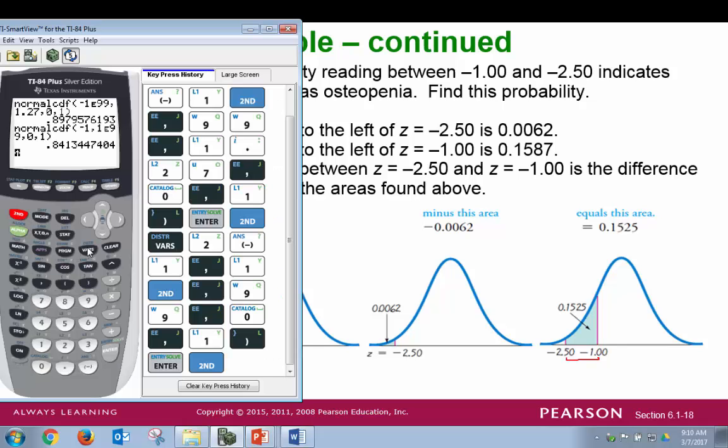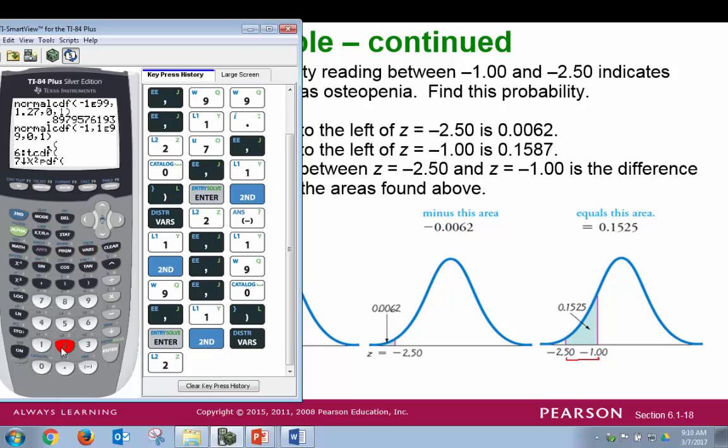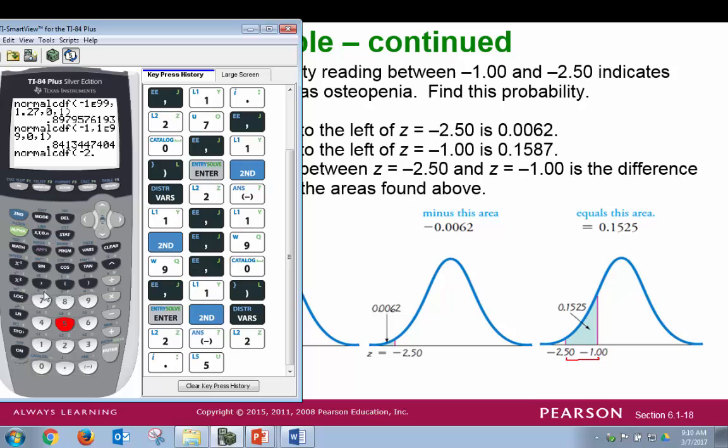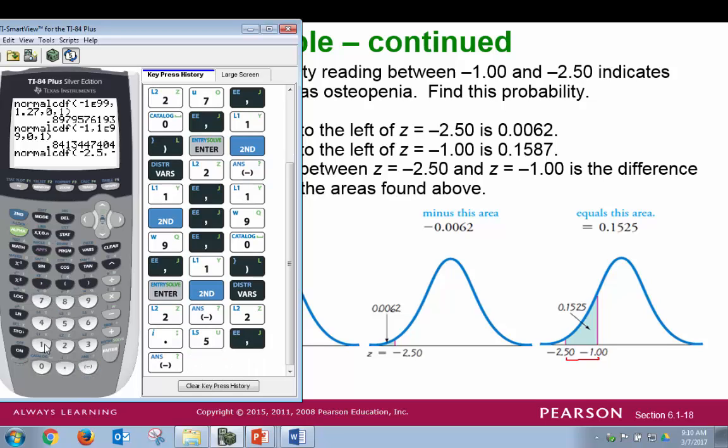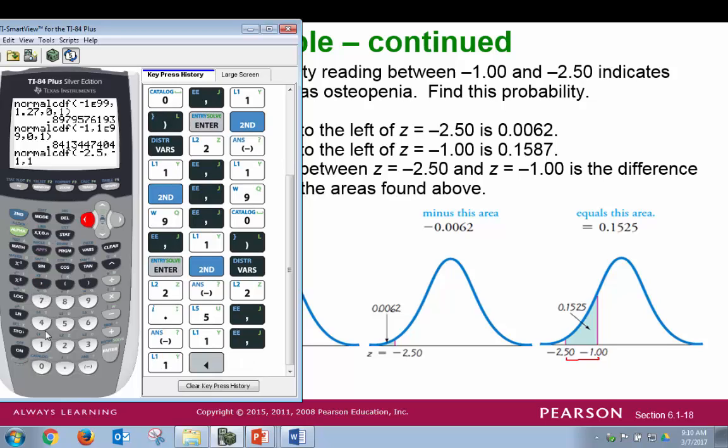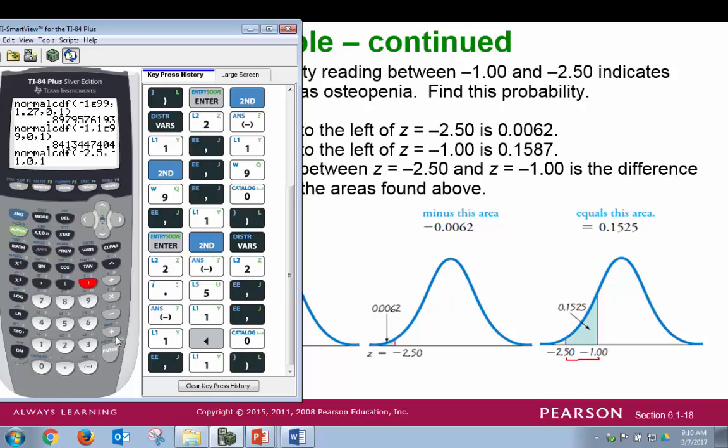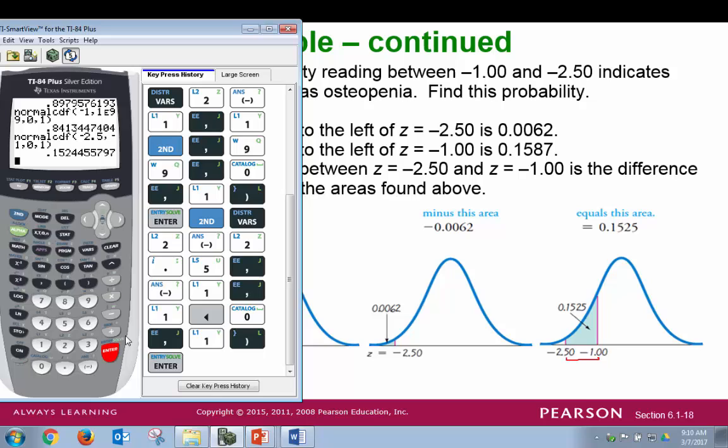So we'll press second and vars, number 2, and then we will type in our low value, which is negative 2.5, comma, the high value, which is negative 1, comma, the mean, which is 0, and then comma, the standard deviation, which is 1. We'll hit enter, and our answer is 0.152445. Now, looking at the answer that they got from the textbook, from the table, they got 0.1525.